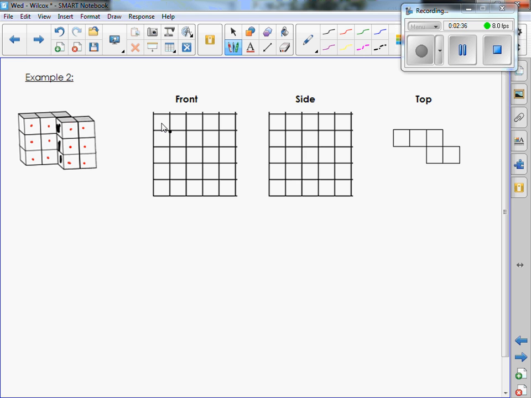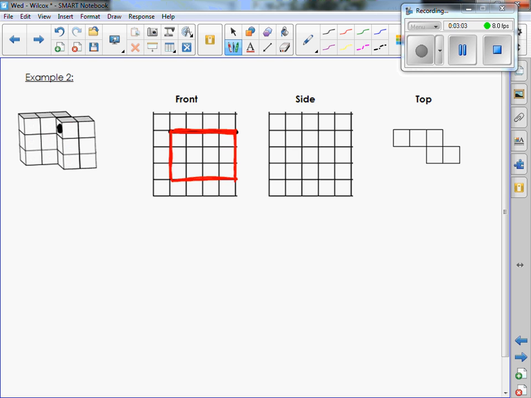So it goes 4 long, and then it stands 3 high. So that's all I'm seeing. If I were looking at it from the front, I'm seeing 12 total pieces that are all next to each other.